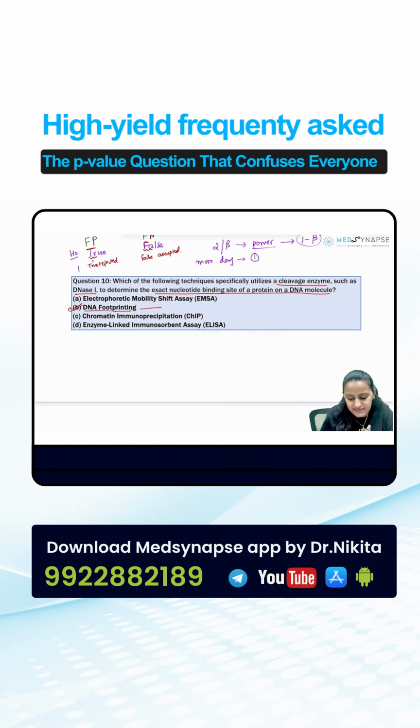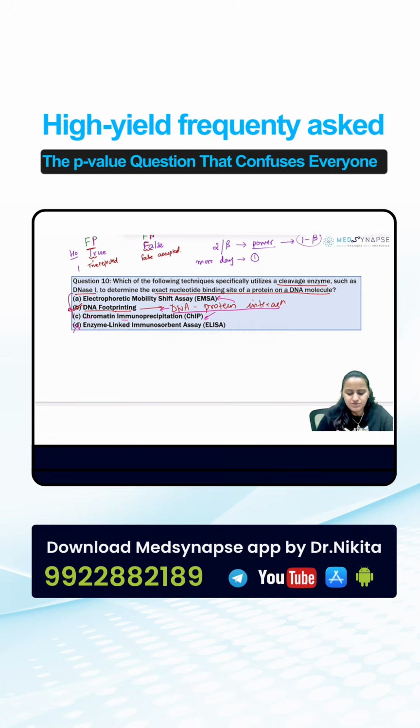Yes. So there was this question of DNA footprinting. Which of the following techniques is used for DNA protein interaction? Okay, DNA protein interaction. Next time you can get a question on what are the different methods to see the DNA protein interaction. You have this EMSA test also, which is electrophoretic mobility shift assay. You have DNA footprinting also, and you have ChIP also. ELISA is not for the DNA protein interaction. ChIP is chromatin immunoprecipitation. Okay?